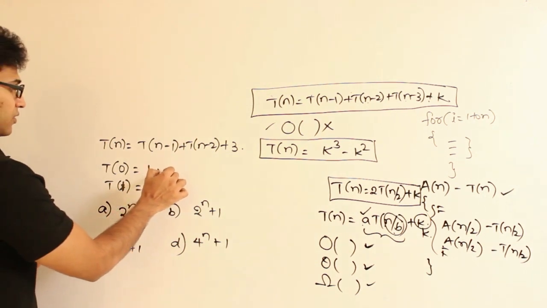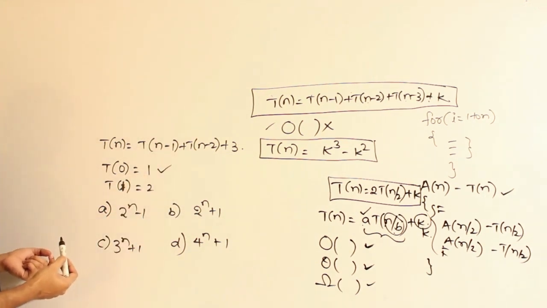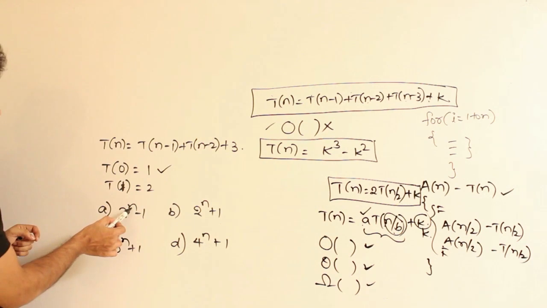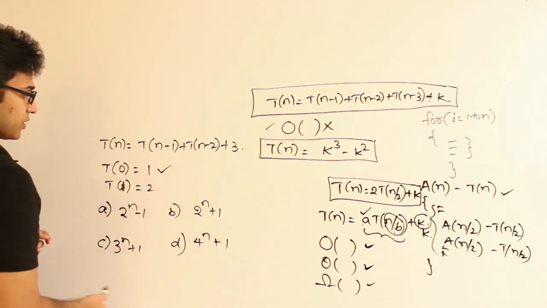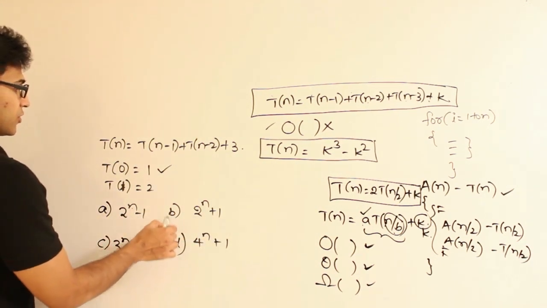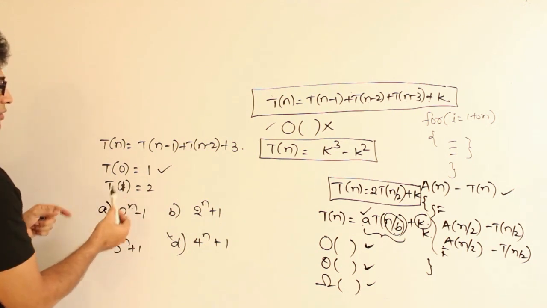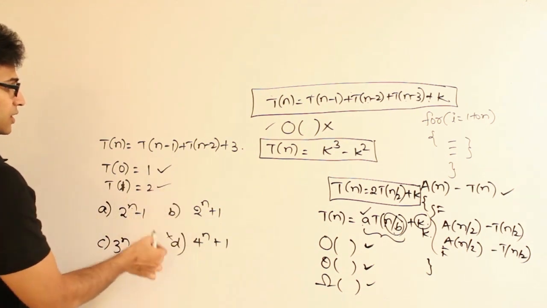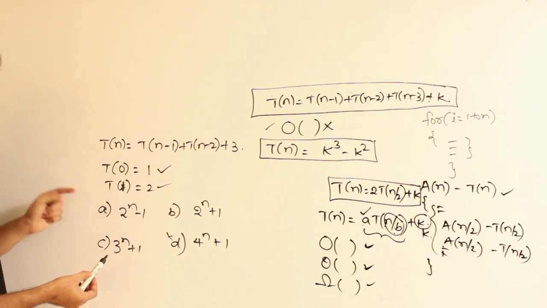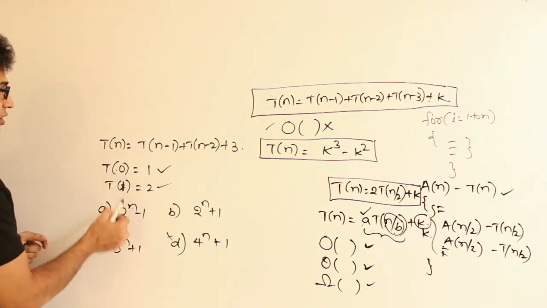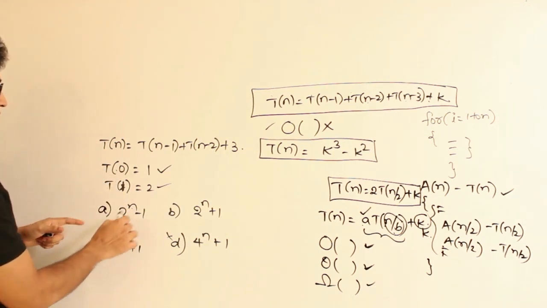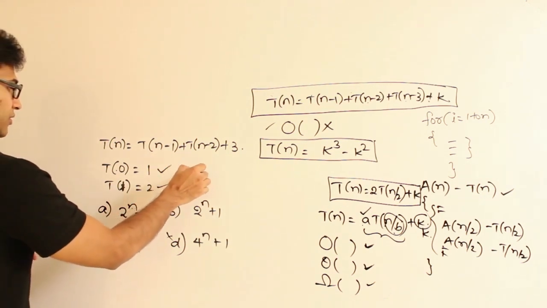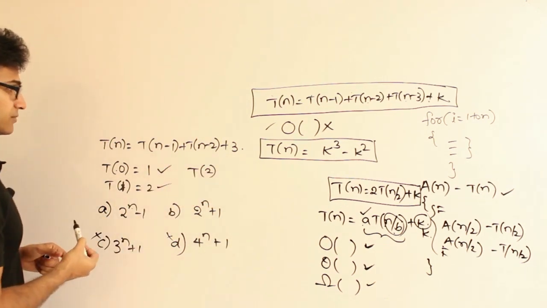Now since you know that T of 0 equals 1, you try to substitute T of 0 equal to 1. Then based on that, maybe you can eliminate some of the options, right? And T of 1 equal to 2 is given, you substitute it and you can eliminate, right? And similarly, after T of 0 and T of 1, if 2 are eliminated and 2 are remaining, then you can even try to find out what is T of 2, right?